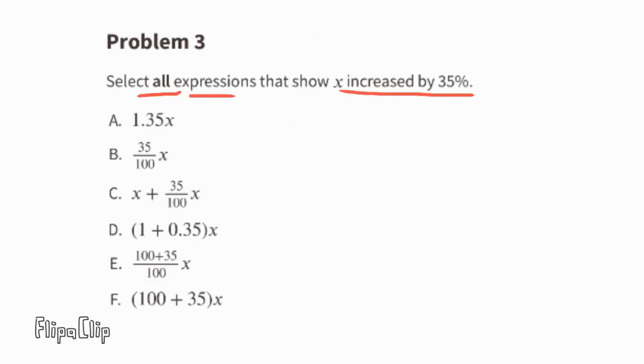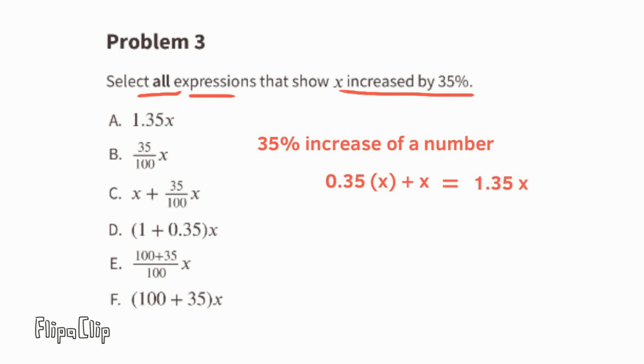Problem number 3. Select all expressions that show x increased by 35%. That means a 35% increase of a number, and we can write that as 0.35 times x, that shows the increase of the number, plus x, the original number. We can also write it as 1.35 times x. We can also think of it as 35 hundredths times x plus 1 times x, the original x, and that can be written as a fraction as well.